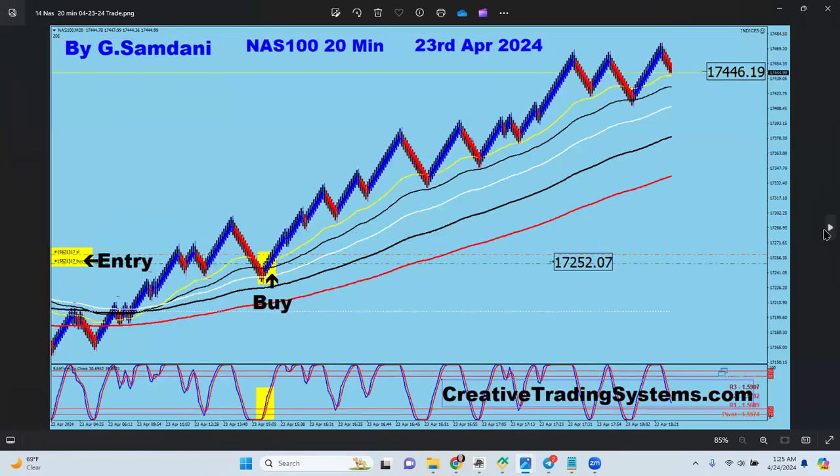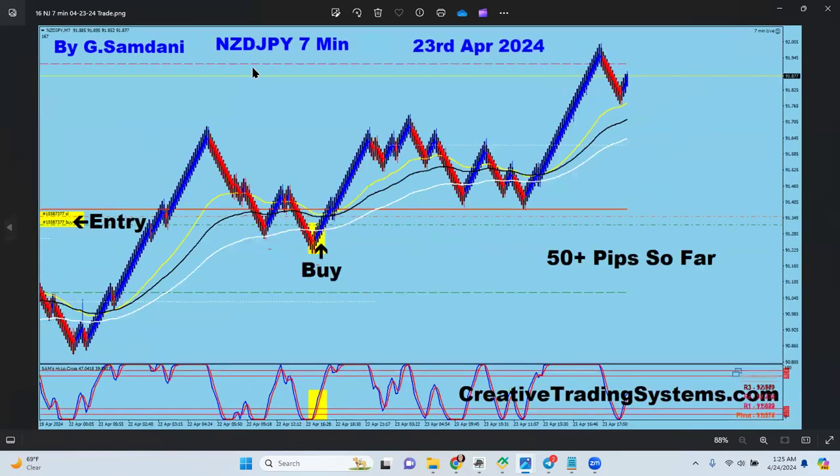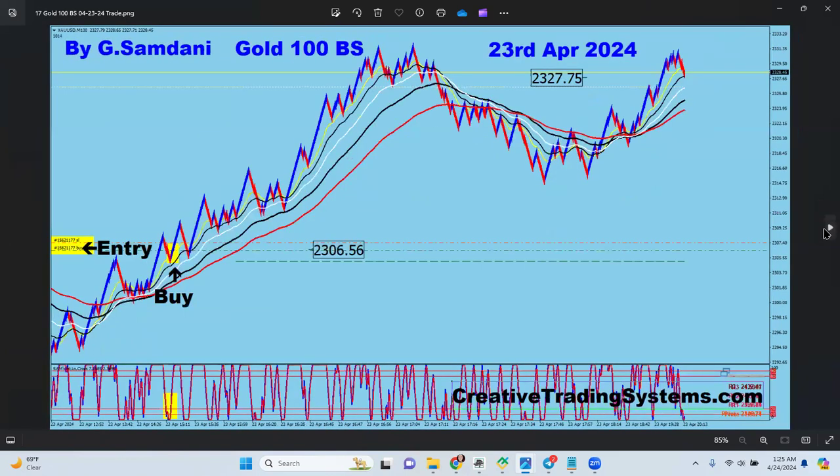Just wanted to share with you guys that this is what's happening. Oh, I have this newsy one. Newsy also for 50 pip. 5 trades. Look at the gold. Opened by the EA.